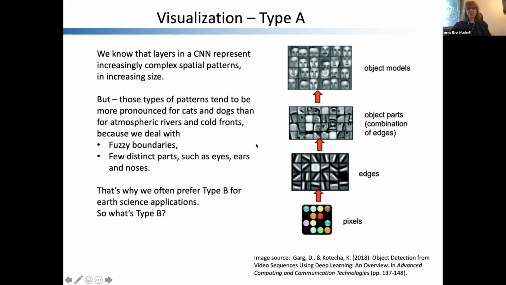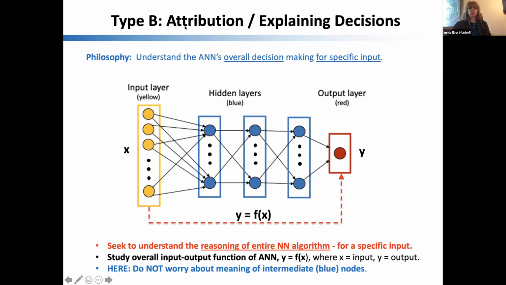So if you're trying to then analyze what each neuron means, what you're getting here is something that's a lot less distinct and a lot less obvious in what it means. And that's one of the reasons why these things work so well for distinguishing cats and dogs and ships and all that stuff. But if you're dealing with atmospheric rivers and cold fronts, I kind of prefer type B, and that's what you see more commonly used. Type B being where you try to understand the whole neural network at once.